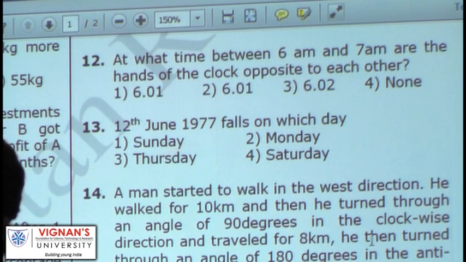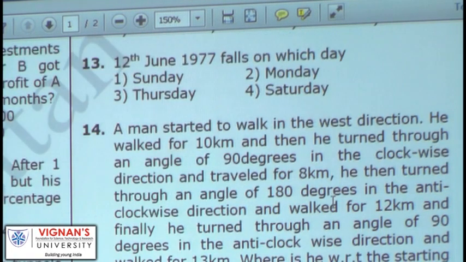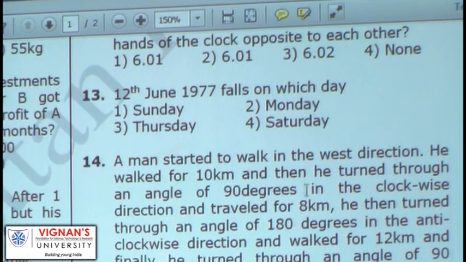It happens after 7, not between 6 and 7. Once it happens at 6, and once at 5 5 by 11 minutes past 7. So none is your answer. 12th June 1977 falls on which day?